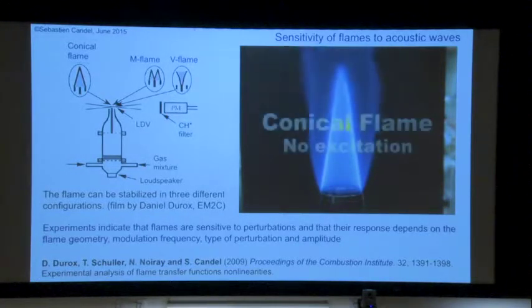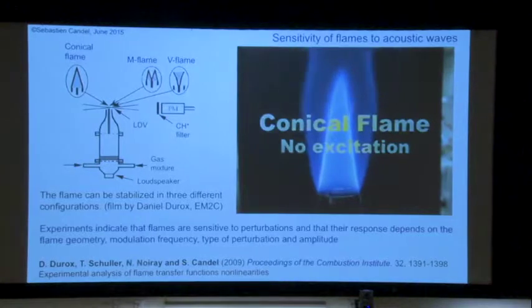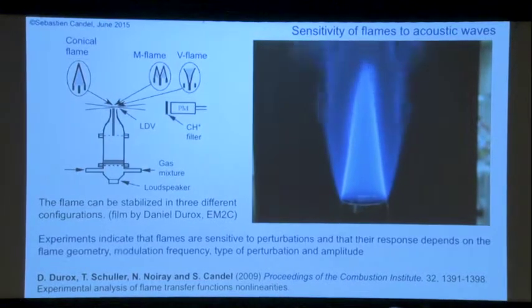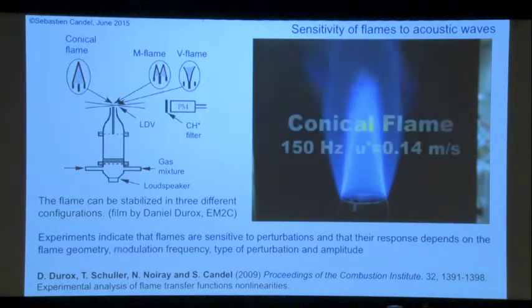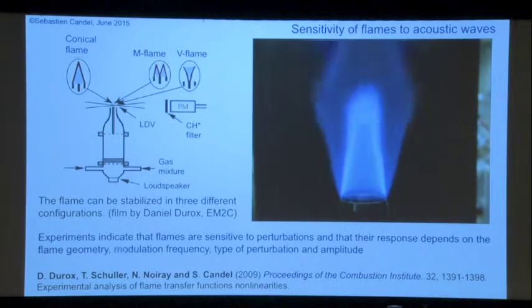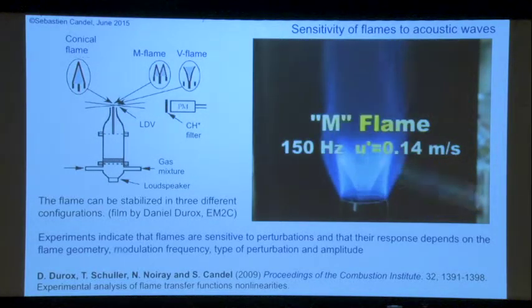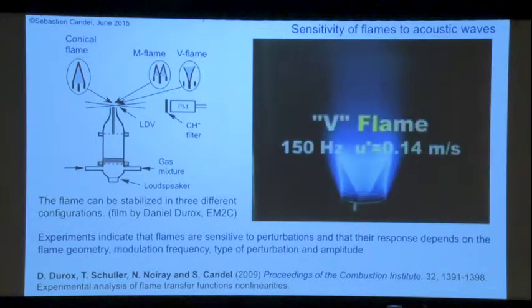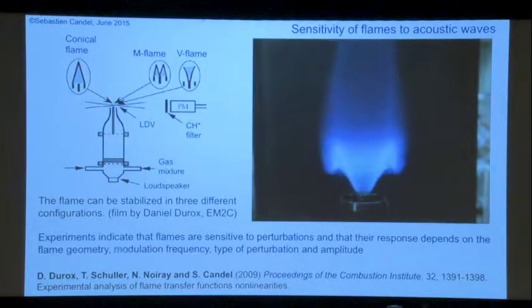So you know that the flames can interact with the acoustic waves coming from upstream, and depending on the situation, the flames can interact very strongly. This is the M flame or the V flame. The conical flame doesn't produce a very strong interaction. But nevertheless, you will see it does respond to the acoustic waves. But in terms of changes in the area, these changes are lesser than those obtained with the M flame or the V flame.